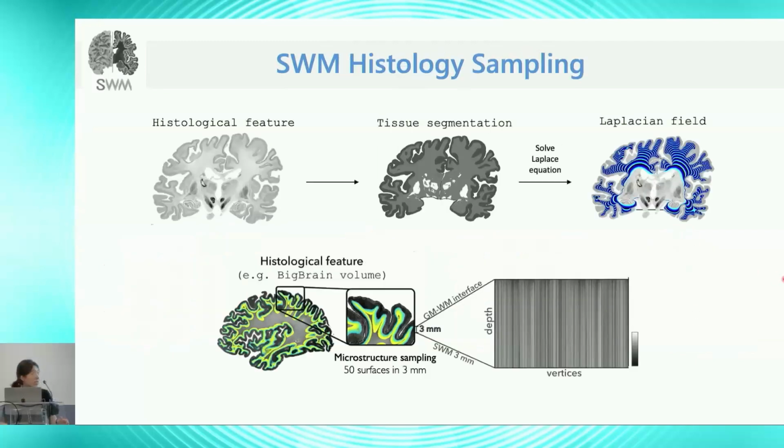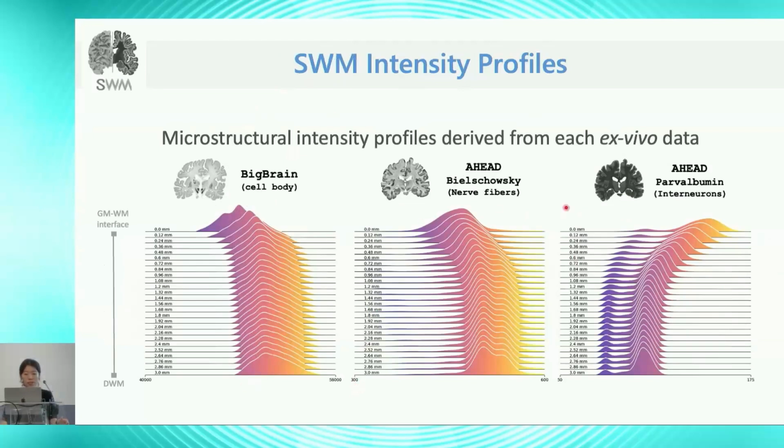And for the histology, we first get a tissue segmentation from histological features and then solve the Laplacian field. Given the higher resolution of the histological dataset, we sampled 50 surfaces ranging from the gray matter, white matter surface to 3 millimeter into the white matter. And these are the intensity profiles from the BigBrain and AHEAD datasets.